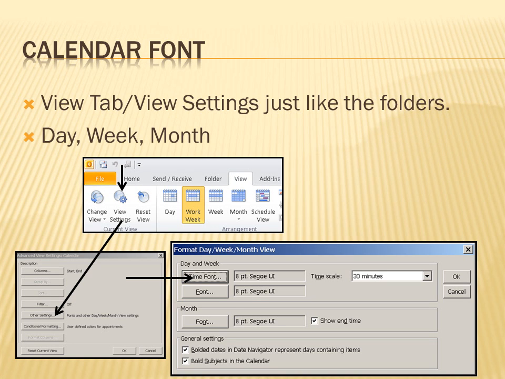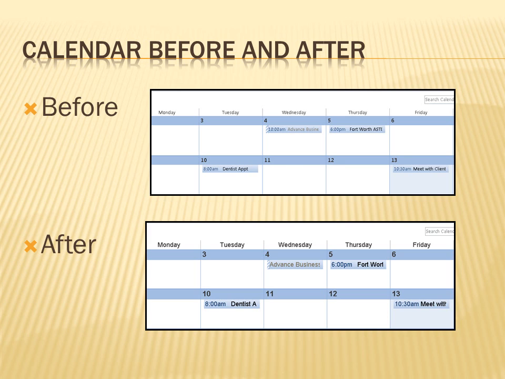Now we're going to set the calendar font. This should look familiar. You're back to the View tab and the View settings, just like when you set the folders. This time you can set the day, the week, or the month. Does that 8 points look familiar? I'm sure you want it a little bit bigger. This is the calendar before and after. Of course, the bottom picture shows my Arial, regular, and 11 point. You can't see the full name for each appointment, but you can always double click to open up all the details.